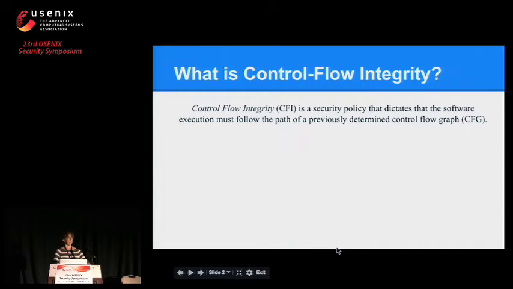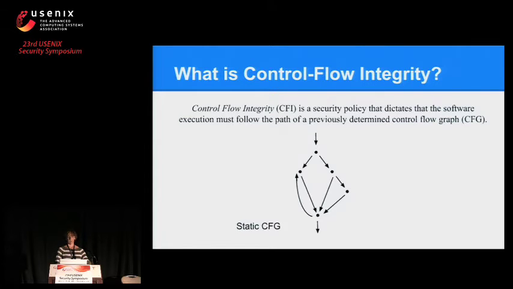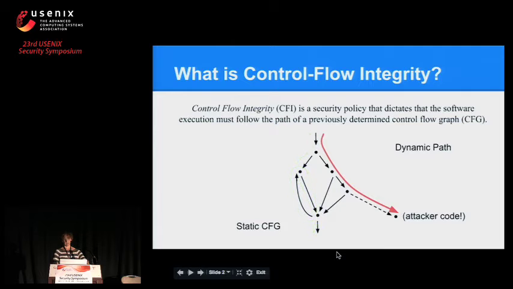So to begin with, what exactly is control flow integrity? Control flow integrity is a policy that says that the execution path that a program follows has to correspond exactly to a predetermined control flow graph path, usually based on the control flow path of a static program. So for example, here is a control flow graph for a program, and control flow integrity says that this path would be okay, and this dynamic execution path would also be okay, but this dynamic execution path would not be okay because it introduces a path that was not in the original program's control flow graph.